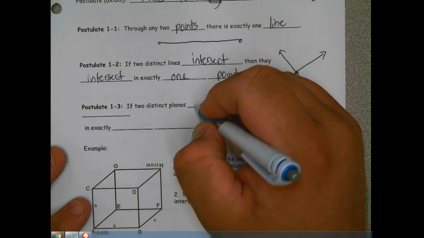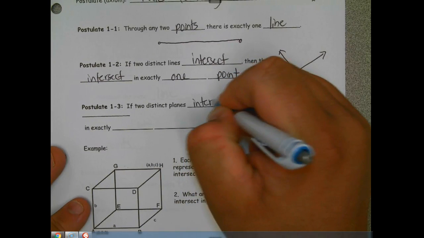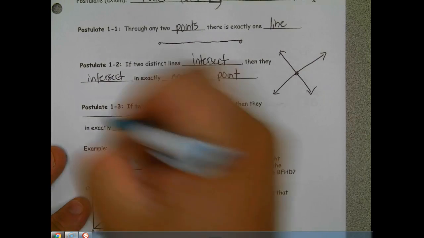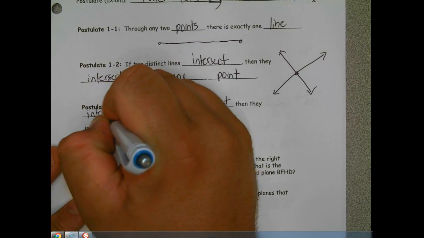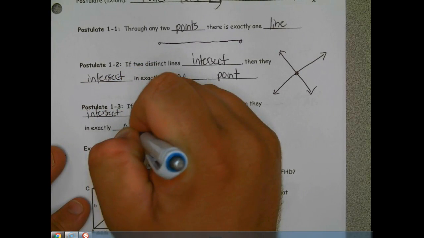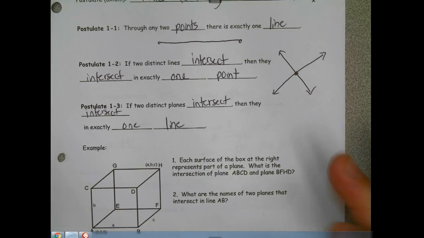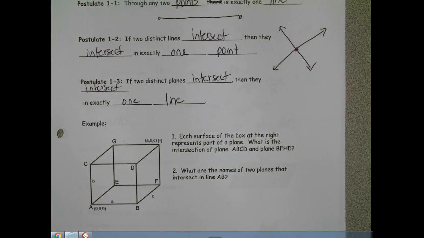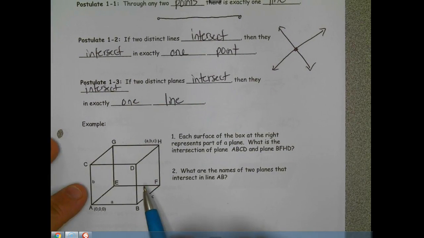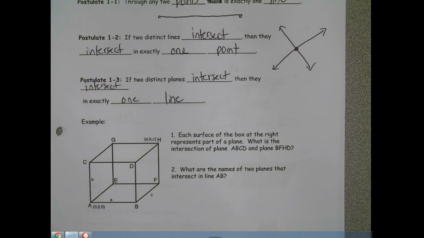And then lastly, if two distinct planes intersect, then they intersect in exactly one line. I'm just going to write that one down, and I'm going to talk about it in class in depth so that you guys can meet with me about this one, because I want to make sure that you fully understand this. This box right here is made of 6 planes, and I'll just go ahead and give you a little preview of it.